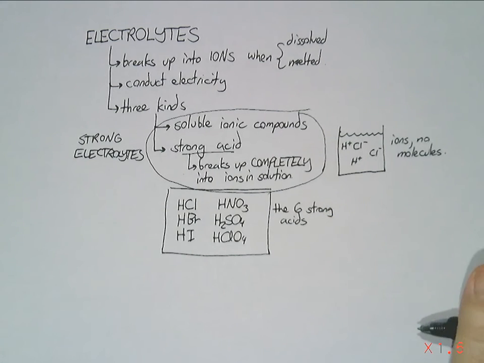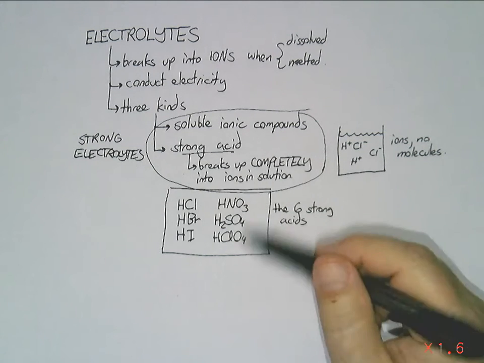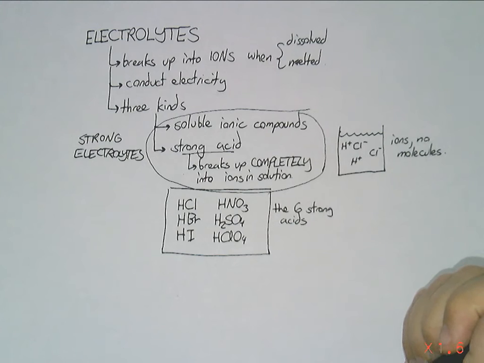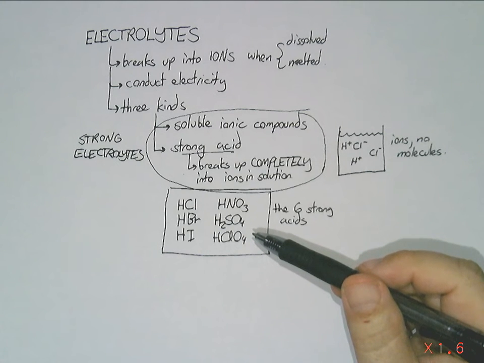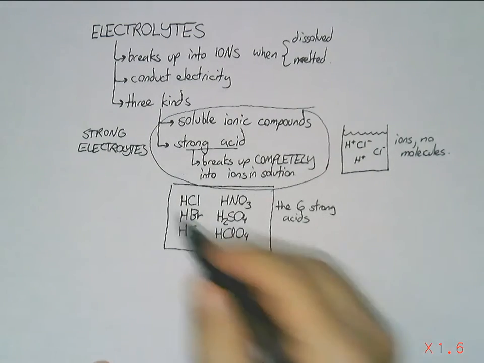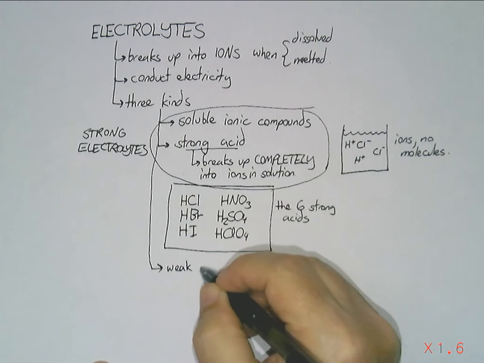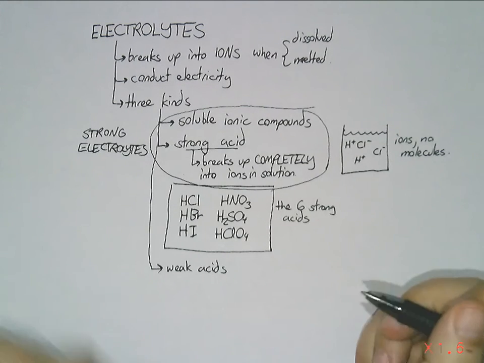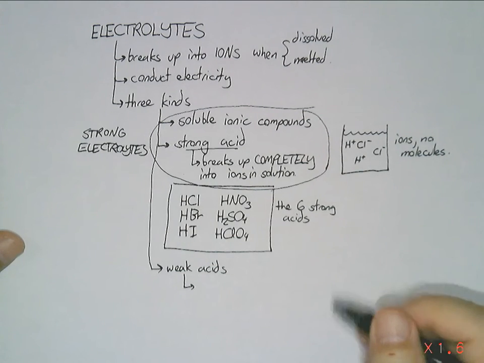I think your book gives you a 7th one, but I'm not going to have you memorize that because the 7th one that they give you is not actually stable. So these are the 6 strong acids that you're likely to encounter in real life. They are stable. All right. So if you see an acid that's not on that list, it will not be a strong acid. It will be a weak acid. So a weak acid does not break up completely into ions in solution.